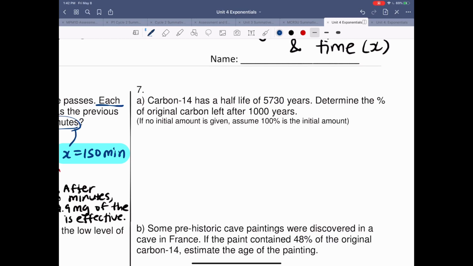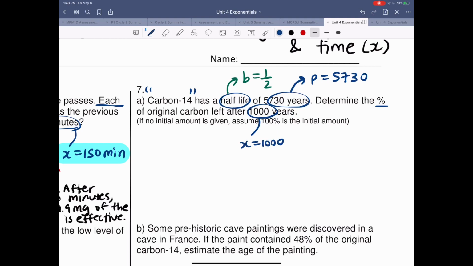Question 7a, carbon-14 has a half-life of 5,730 years. Determine the percent of the original carbon left after 1,000 years. There's a disclaimer that says if no initial amount is given, assume 100% is the initial amount. So that half-life is telling me that B is equal to a half. 5,730 is the period it took for my carbon-14 to reach its half-life, so P is equal to 5,730. Remember our graph data at the beginning when I was introducing it? So 1,000 is my specific x value.